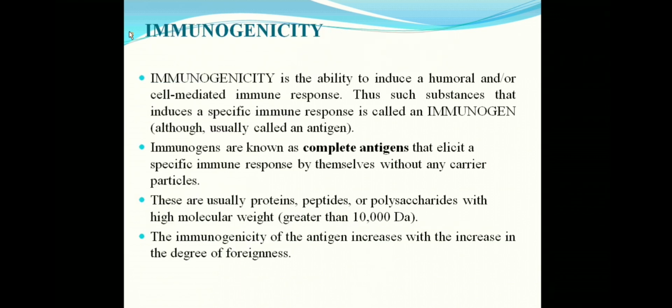What is immunogenicity? Immunogenicity is the ability to induce a humoral or a cell-mediated immune response. Thus, the substance that induces a specific immune response is called an immunogen, although usually called an antigen. Immunogens are known as complete antigens that elicit a specific immune response by themselves without any carrier particles. These are usually proteins, peptides, or polysaccharides with a high molecular weight, greater than 10,000 Dalton. The immunogenicity of the antigen increases with the increase in degree of foreignness.